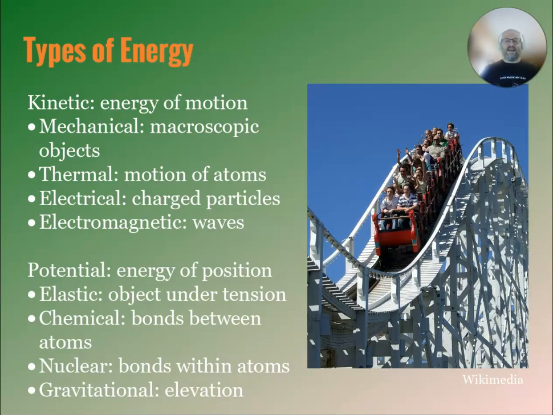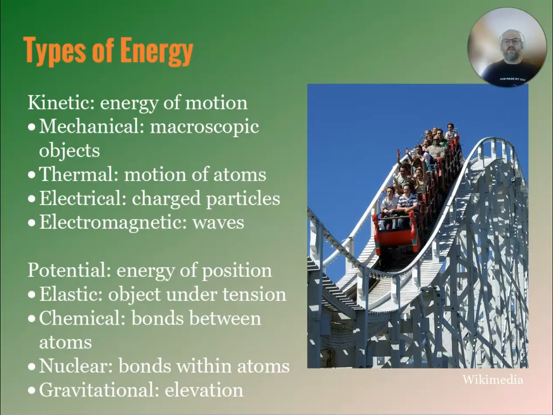So let's talk about the different types of energy that we have in our world. We can divide the types of energy into two main categories. We have kinetic energy, which is the energy involved in motion, things moving, and we have potential energy. That's the energy involved in the position of things. And we can illustrate all of these by looking at this example of some people on a roller coaster.